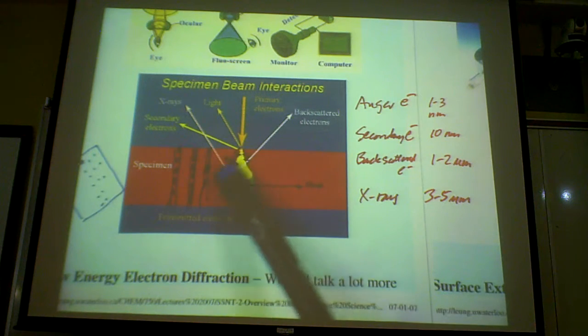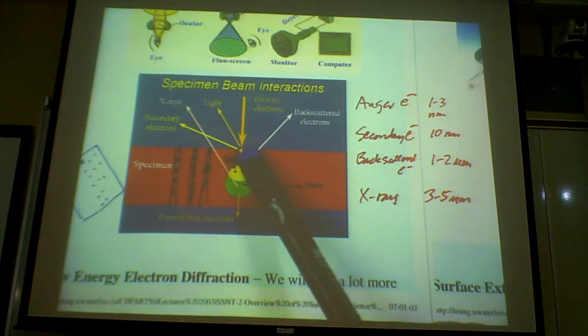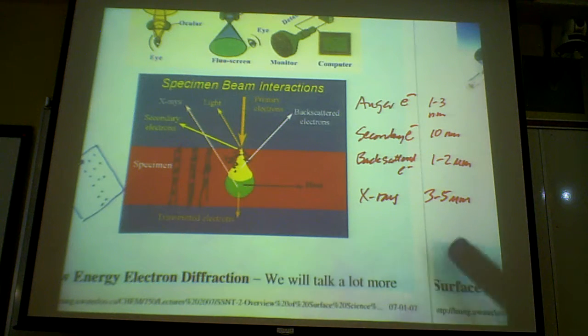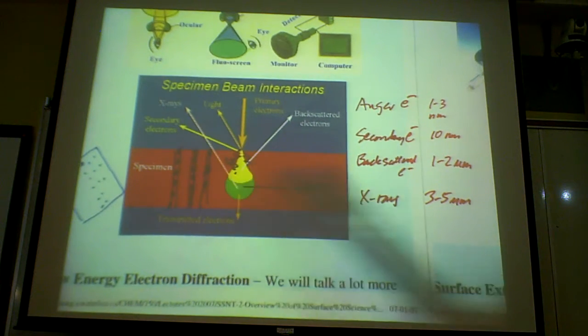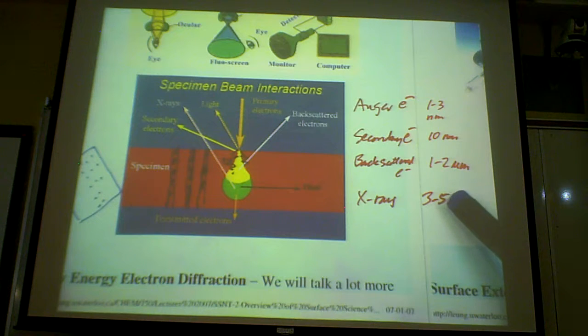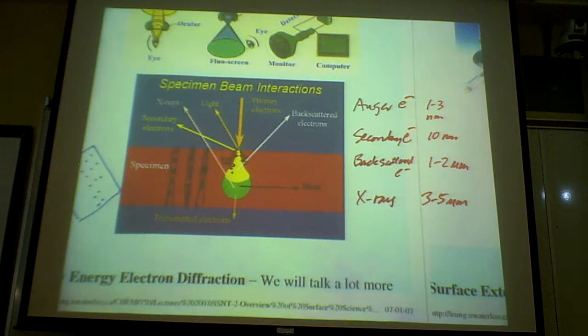Because of the way the scattering works, this X-ray emission will occur as long as you have fast-moving electrons continuing to excite the material. So the probe volume of this X-ray emission is quite deep, actually 3 to 5 microns.